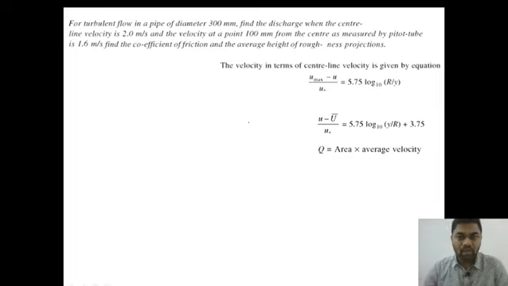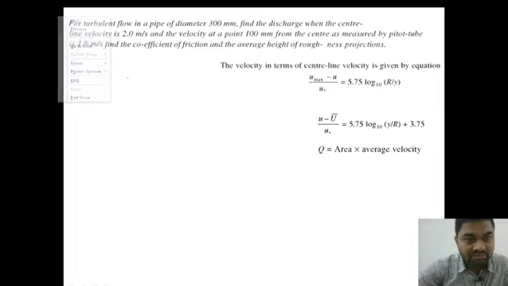So first of all, what is given? Only diameter 300 mm is given. We need to find discharge. Two velocities are given over here. Center line velocity is 2 meter per second and the velocity at 100 mm from the center is 1.6 meter per second. So first of all, let us write the given data. We will start with the diameter.